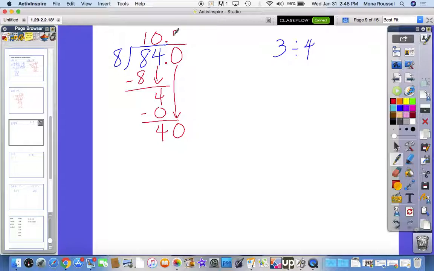8 into 40 is 5. 5 times 8 is 40. So again, we've worked the remainder into the quotient.